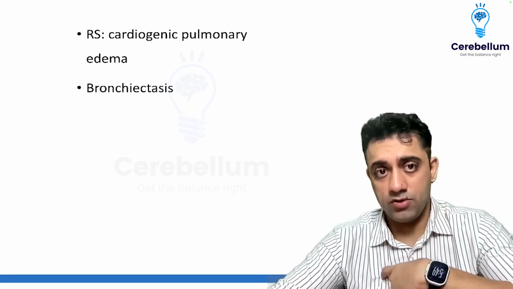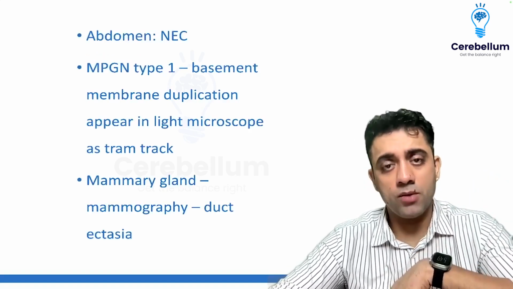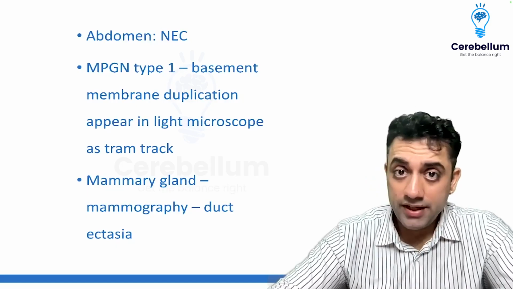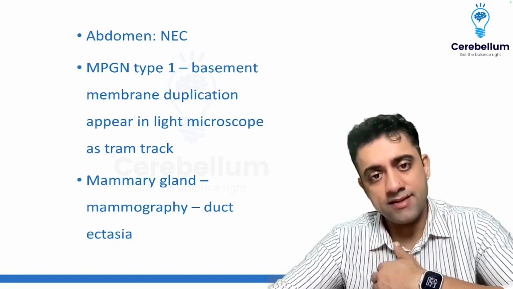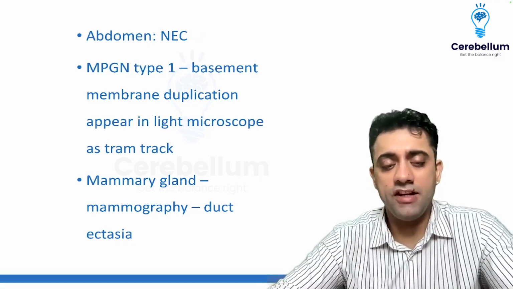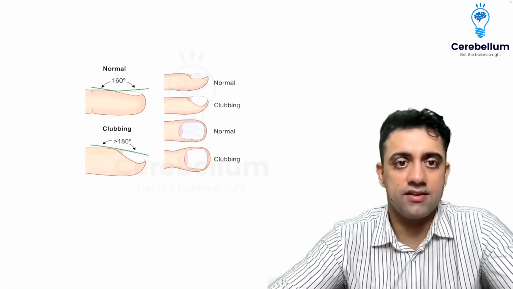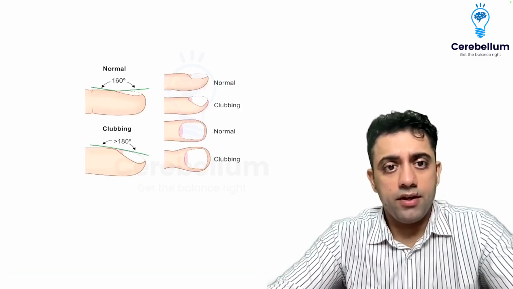Come back to chest: pulmonary edema, bronchiectasis. Come to abdomen: necrotizing enterocolitis. Come to kidney: MPGN type 1. Come to the breast: in mammography, in duct ectasia, you will see this. Nice. Okay, grades of clubbing.